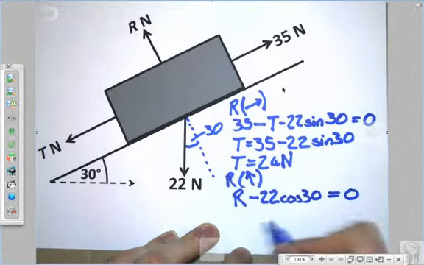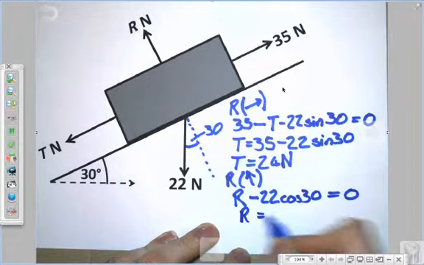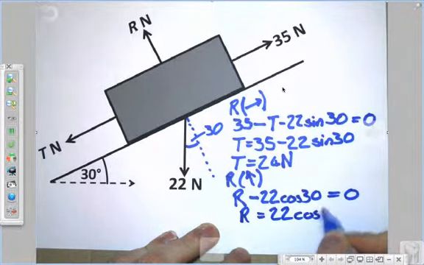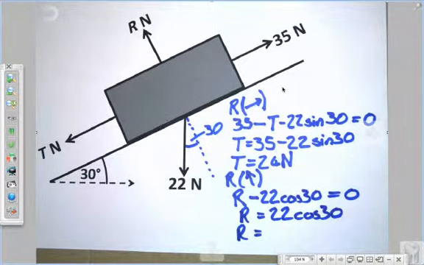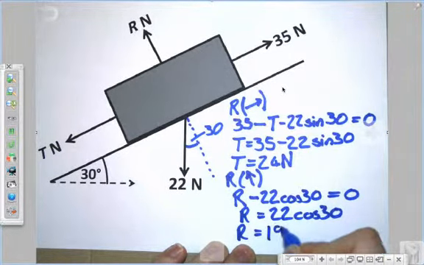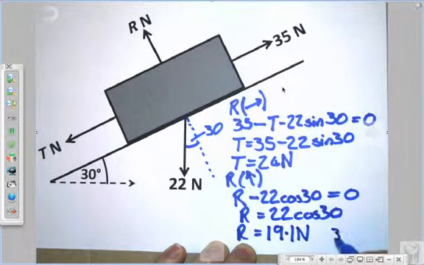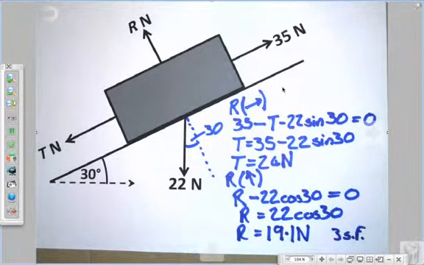Simple rearranging, R equals 22 cos 30. So R equals, use your calculator again, 22 cos 30 equals 19.1 newtons to 3 sig fig. If in doubt, always work to 3 sig fig. Now if you want the final example as well, watch the next video, or if you're happy with that one, get on with the questions.